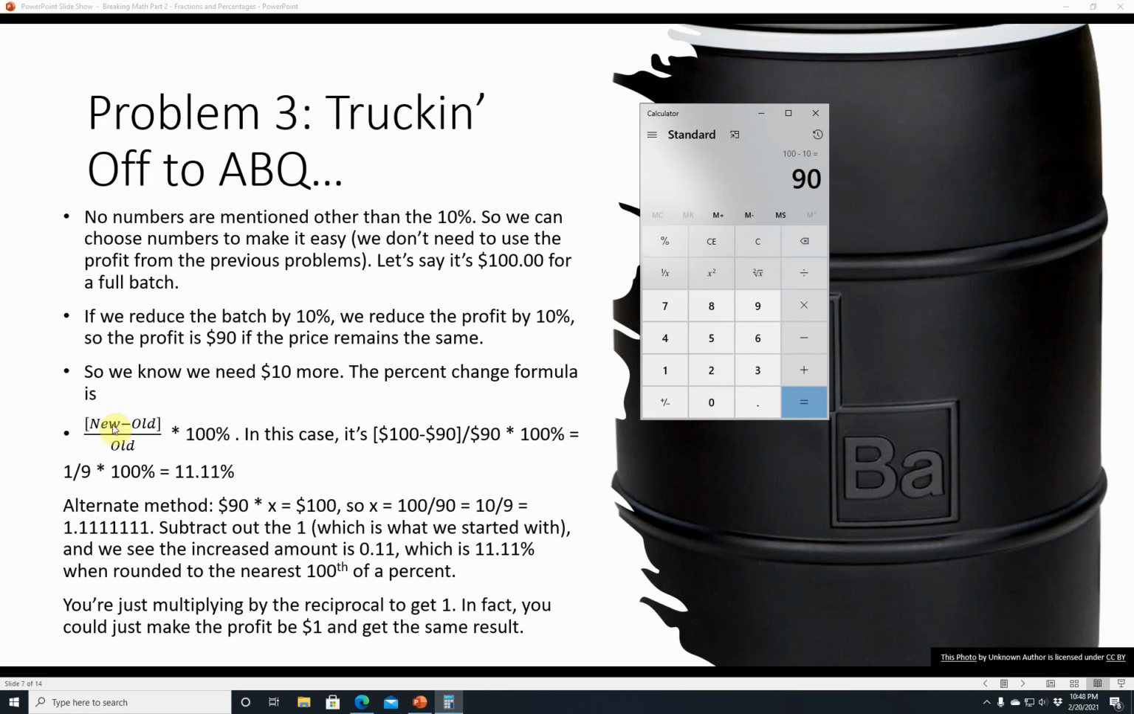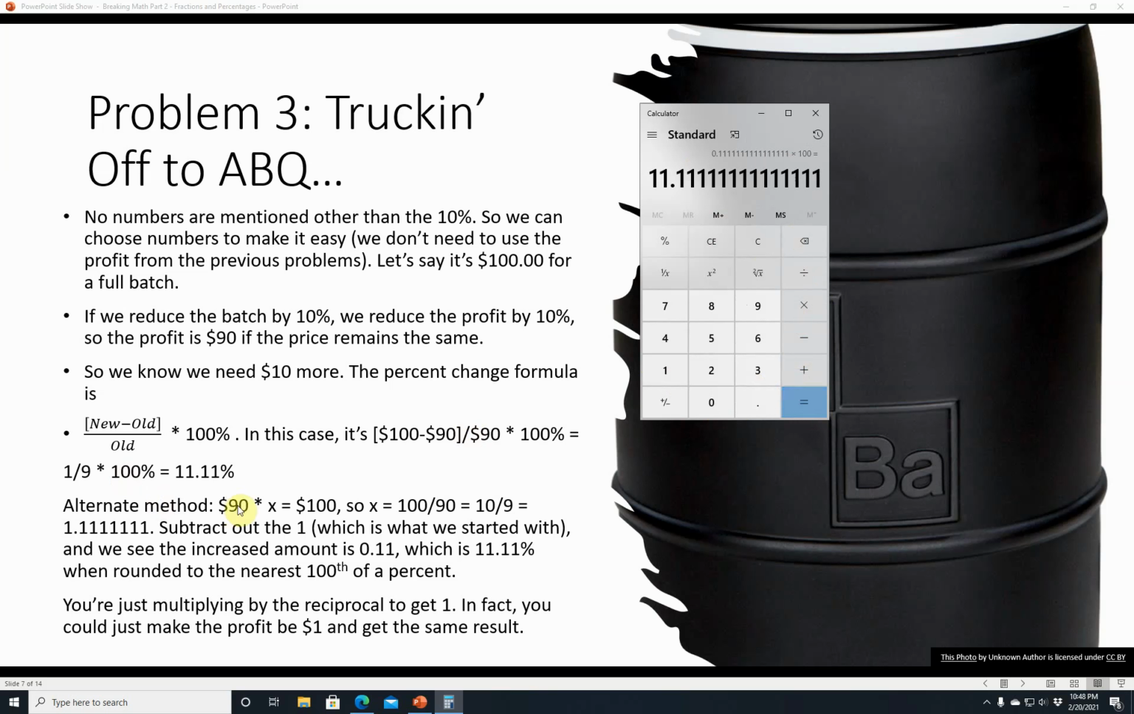So the percent change formula is new minus old over old times 100%. So here it would just be, we'll just make this negative. So it's going to be 10 minus 90, so we just add 100. If you don't like that, you can just go 100 minus 90. Get the same thing, it's 10 over 90. So that's 0.111111, it's 1/9. And then we multiply that times 100%, and we get 11.11.